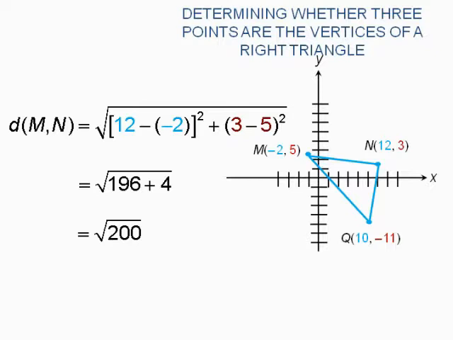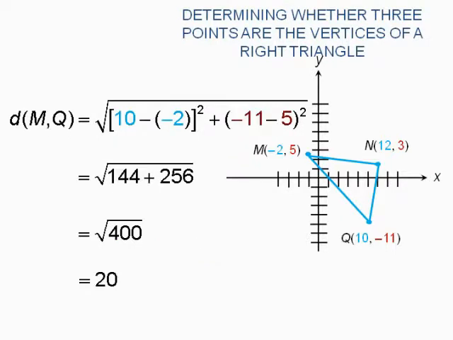So if you did this on your own, did you get the distance between M and N as the square root of 200? Which, I don't even think that they simplified into the square root of 100 times 2, which would simplify into 10 times the square root of 2. They didn't even simplify the square root of 200.